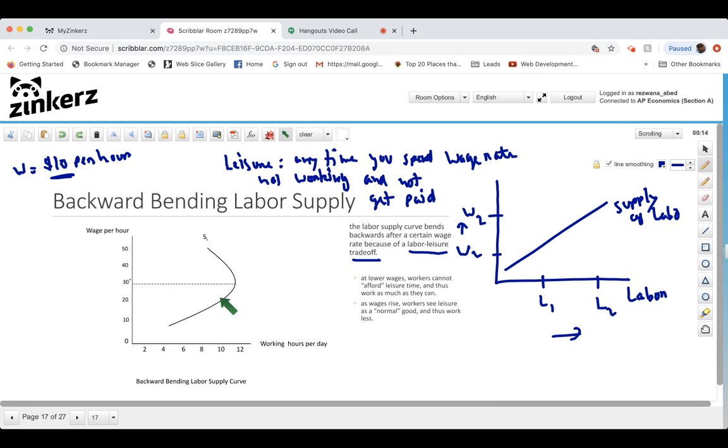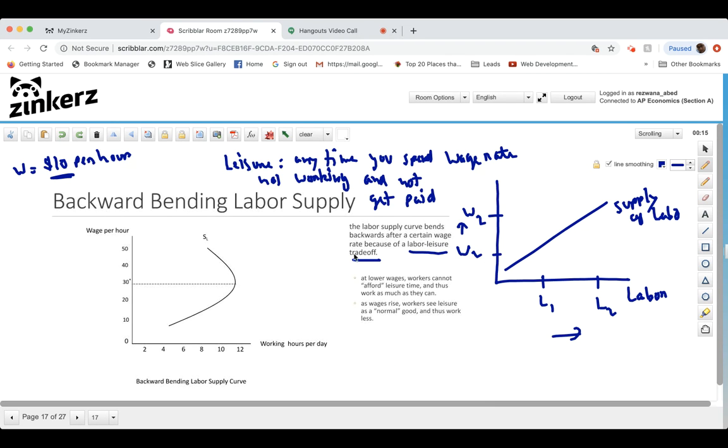But the way I want you to think about it is that beyond a certain wage, let's say this $30 per hour, of course, this is all just an example. It's not set in stone. It's going to be different for different workers, for different industries. Beyond this wage rate of $30 per hour, workers have already achieved a target income. So then they can see leisure as a normal good.